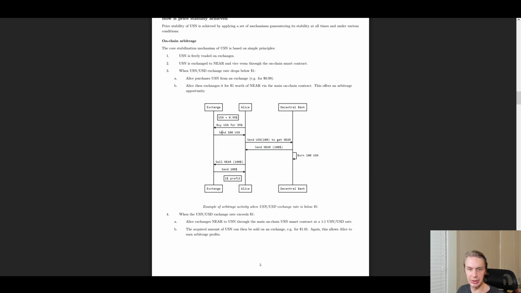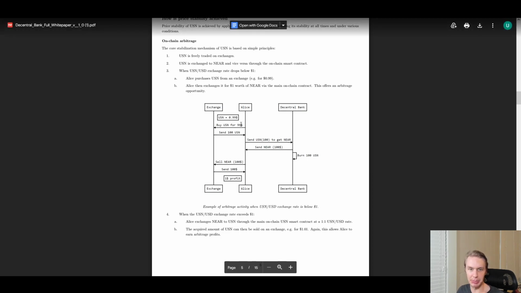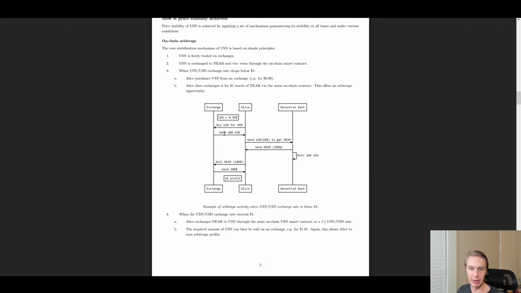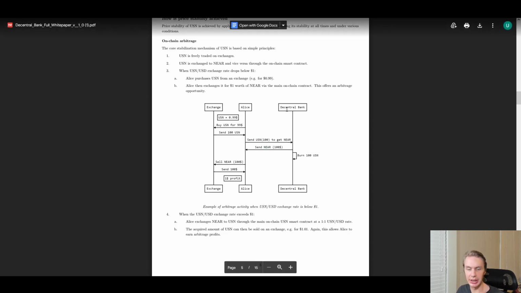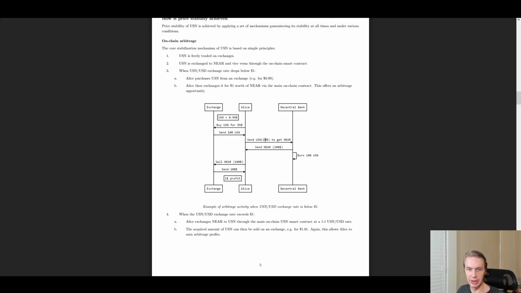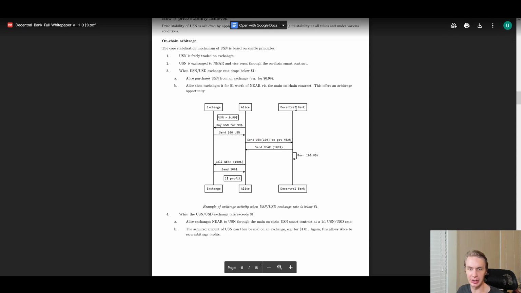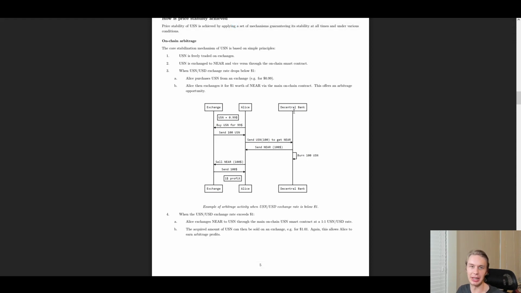Then what they would do is, let's say they paid $99 to buy 100 USN, they would then send that 100 USN into a smart contract that would directly, one-to-one, redeem that 100 USN for $100 worth of NEAR that's in this decentralized bank. I guess, yeah, that's what they call it, decentralized bank, not central bank. Obviously crypto is supposed to be decentralized. And then they would sell that $100 worth of NEAR, and they keep the profit, in this case, $1.